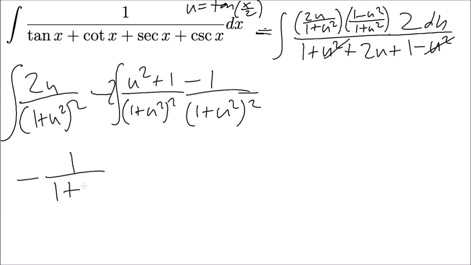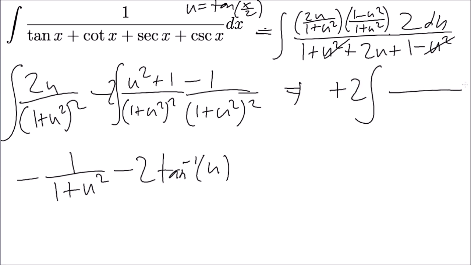So we have 1 plus u squared. We have minus 2 inverse tangent, and now we have plus 2. And now we have to let u equal tangent theta, in which we get secant squared here. Right? But then we have cosine squared.